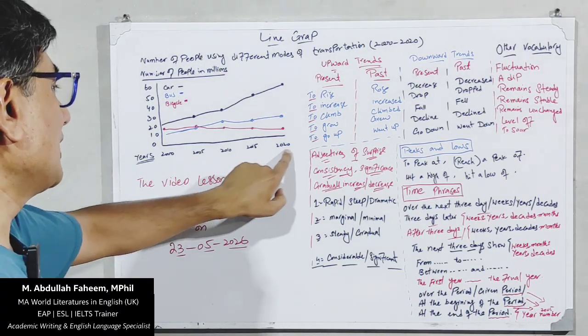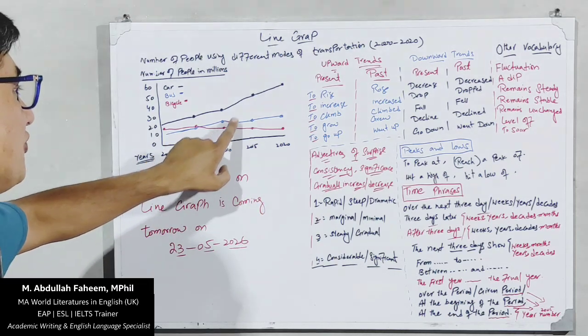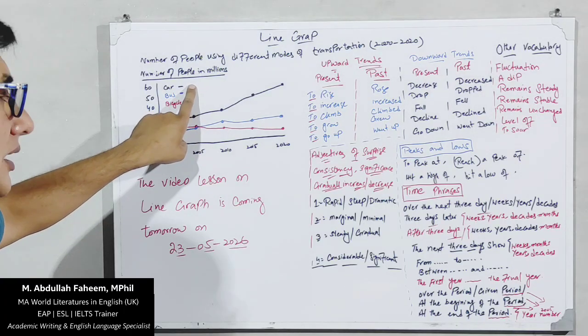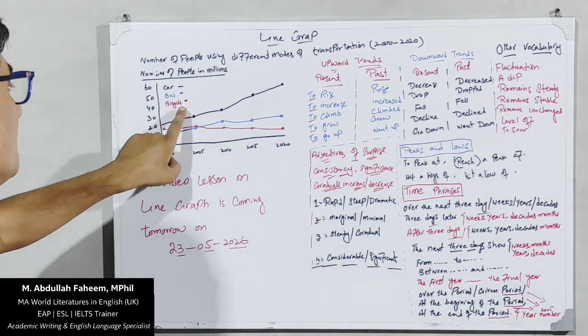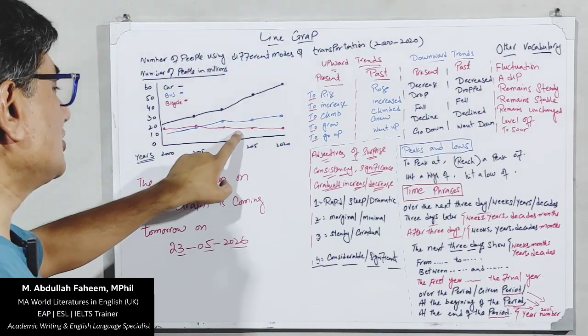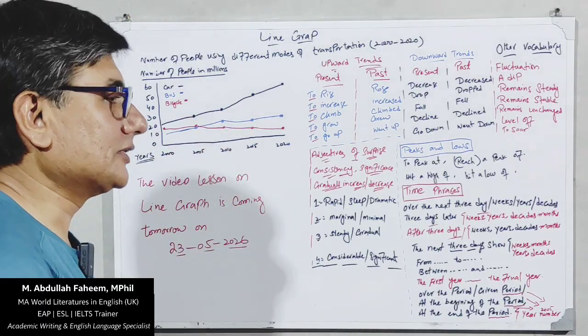This is the time span from 2000 to 2020, and these three lines of different colors indicate that black is for car use, blue is for buses, and red is for bicycles. So this is the usage of transportation.